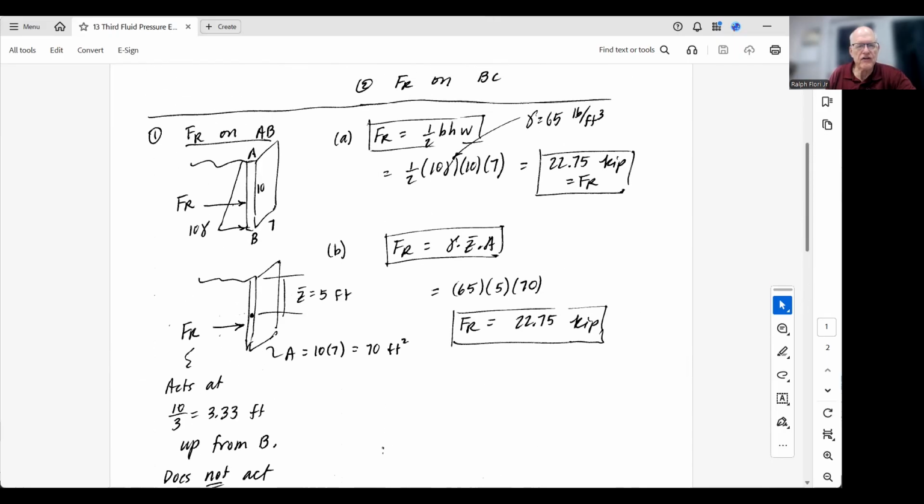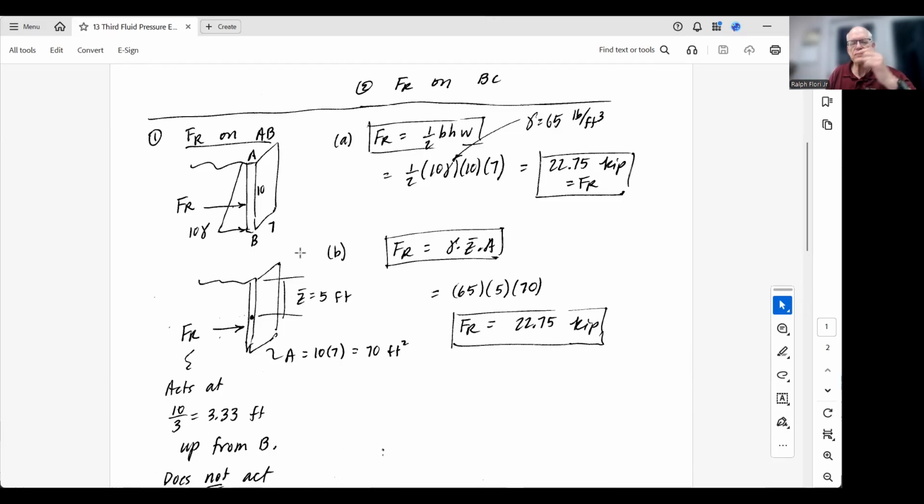We're not going to use a horizontal and vertical on this because the horizontal is basically the same as what we just found. There is no vertical, or the vertical is 0.